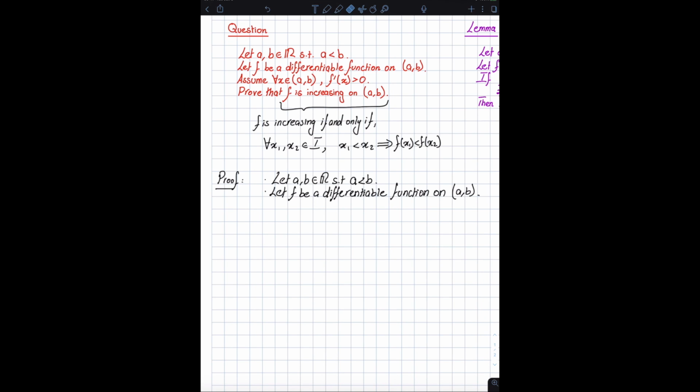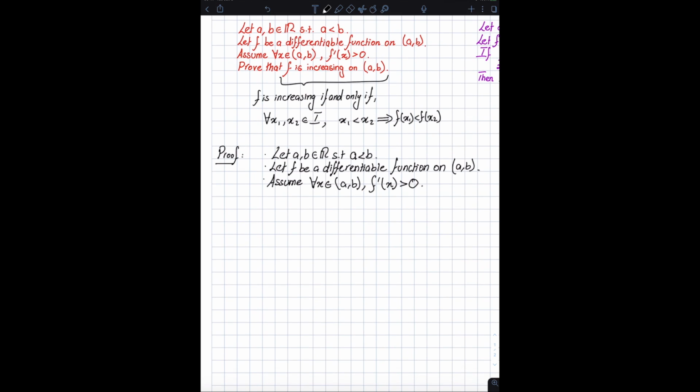And then we're going to state all our assumptions. In this case, we only have one assumption. We are going to assume that for every x in the open interval (a, b), the derivative is greater than 0. Okay. And then what do we want to show?